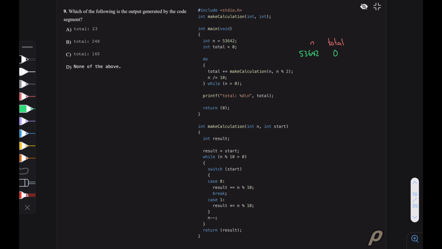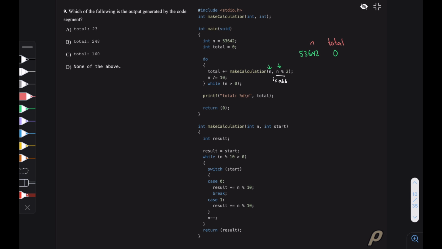And so this n value gets passed directly here, and then this is n mod 2. So this is basically saying, is this odd? Because if modulus 2 is equal to 0, that means it's even, and so that'll be false. And if it's odd, then modulus 2 will be equal to 1, which means basically, is this even or odd? So then we pass these values into this make calculation function.